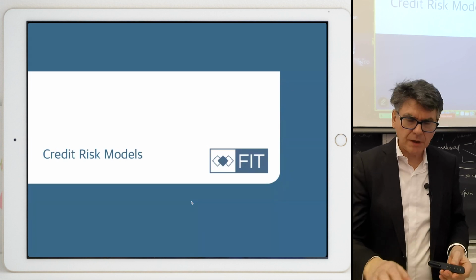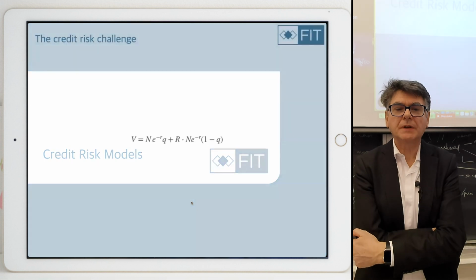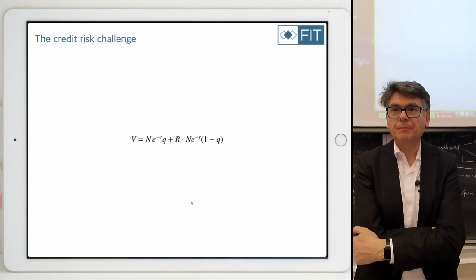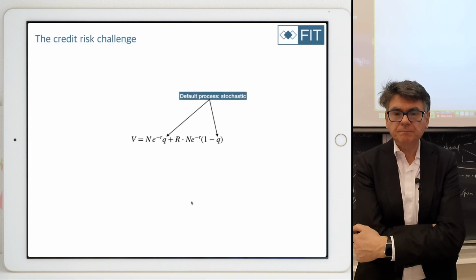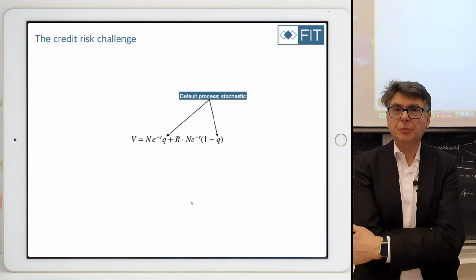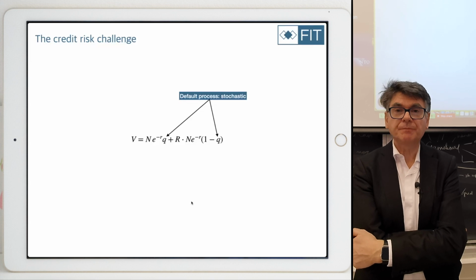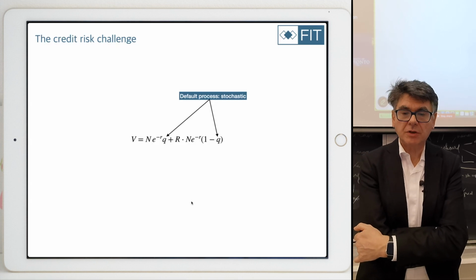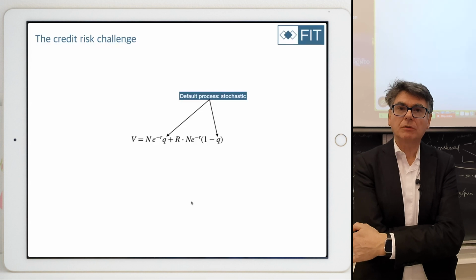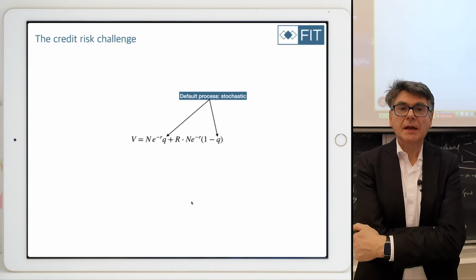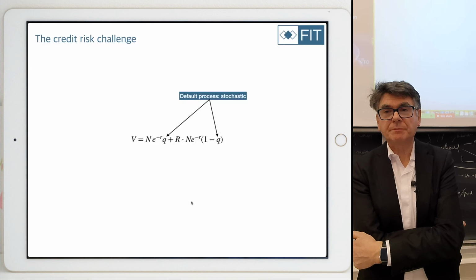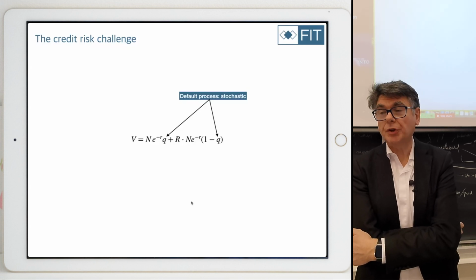I'm going to start by reminding you of something that we saw last week. This was the cash flow valuation formula for a zero coupon bond with a default. And here I want to draw your attention to the variables that we considered. V was the value of the bond, N was the notional of the bond, R is the interest rate, Q was the probability of solvency, R was the recovery rate. And what that told us is that the value of this bond was the expected return on the one hand, and then the expected recovery in the case of default on the other hand.